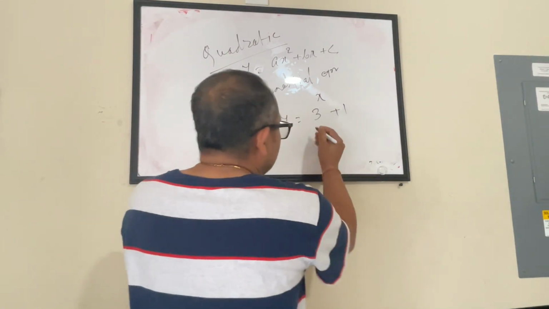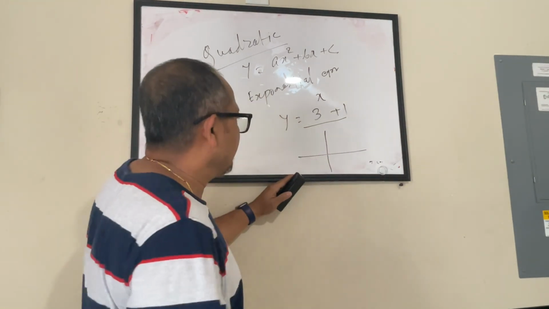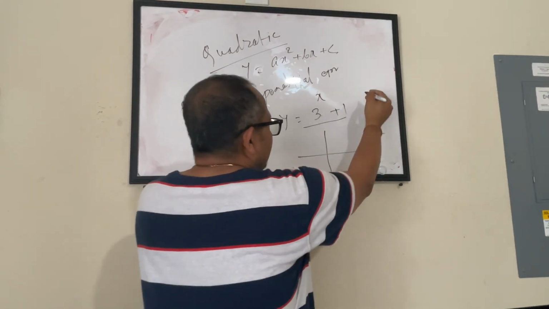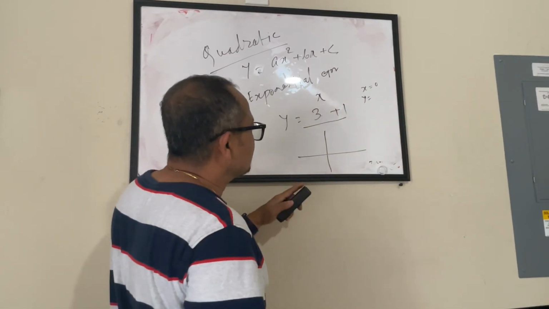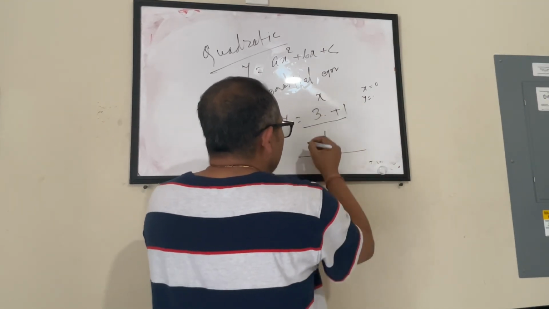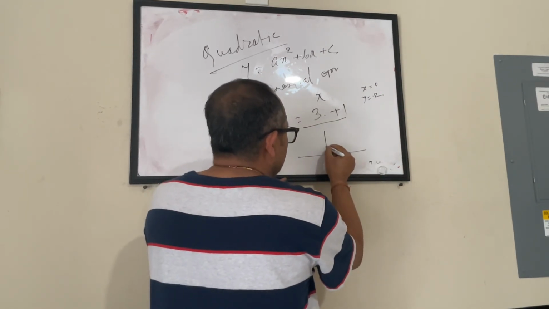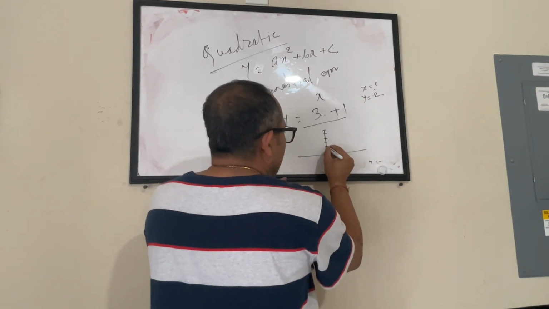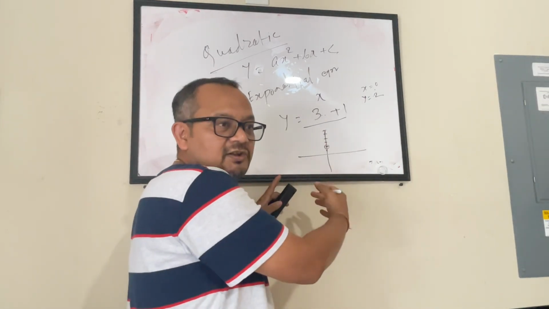If I have to plot an exponential equation like this, what will happen? This is my coordinate plane. When I have to plot this, what will I do? When x equals 0, what is my value of y? So when x equals 0, y equals 3 to the power 0, which is 1, plus 1, so y equals 2. My first point is here, when x equals 0, y equals 2. This is also called the root or the minimum value of the exponential equation.